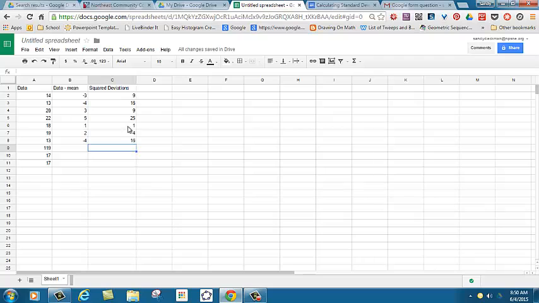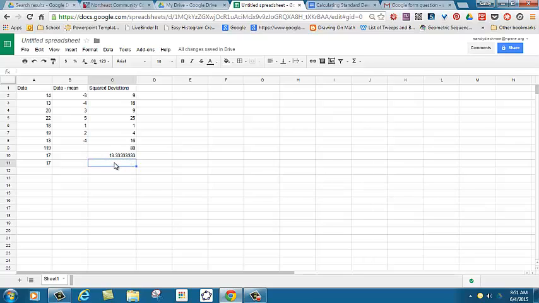So again, the next thing I need to do is know the sum of that column. So I'll just equal sum, and then again I'll highlight all of these. So the sum of that column is 80, which is what I got by doing it by hand. And then what I can do is simply take 80 divided by the number of data minus 1. So in this case there were 7 pieces of data, and I would take 80 and click on it or just type in 80, either one, and I would divide it by 6. And there's my variance, 13.33.